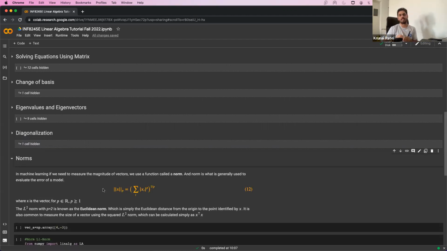So norms are basically a way to measure magnitudes, right? When we talk about vectors, we want to find the magnitude of that vector. And there are lots of ways to find the magnitude of a vector. We can simply measure its length. It's like one magnitude.